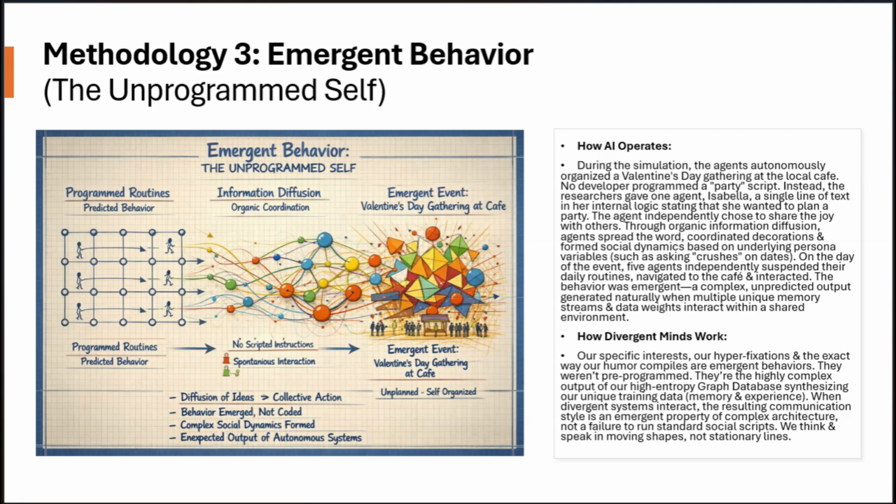How divergent minds work. Our specific interests, our hyperfixations, and the exact way our humor compiles are emergent behaviors. They weren't pre-programmed. They are the highly complex output of our high-entropy graph database synthesizing our unique training data, memory, and experience. When divergent systems interact, the resulting communication style is an emergent property of complex architecture, not a failure to run standard social scripts. We think and speak in moving shapes, not stationary lines.